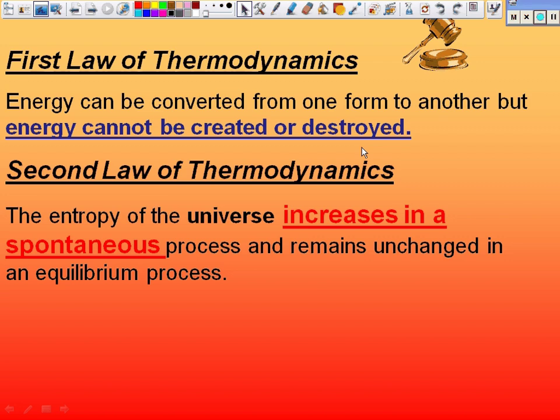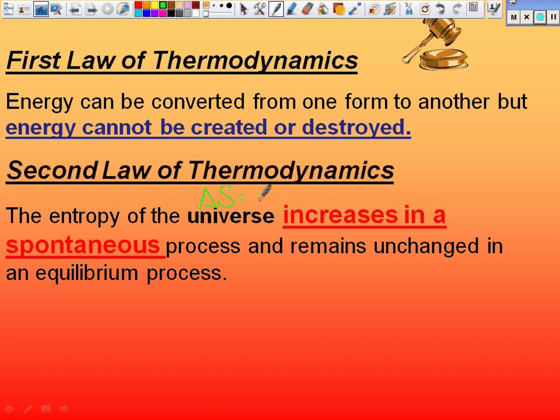Say it again. Who? I don't know. Philip. Yep. Okay. The entropy of the universe increases in a spontaneous process and remains unchanged in equilibrium. So what they're telling you is that what does the universe prefer about its delta S? It loves it very, very, very high. It loves positive numbers.